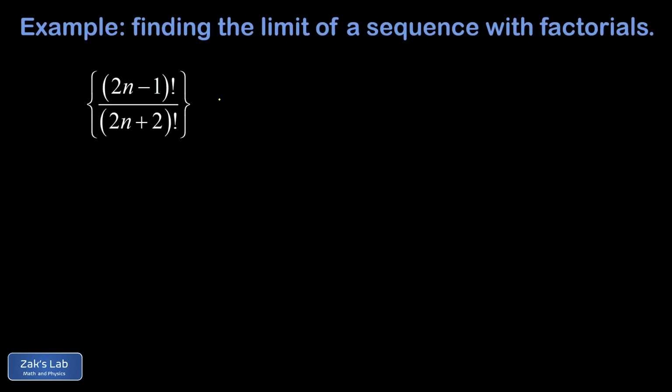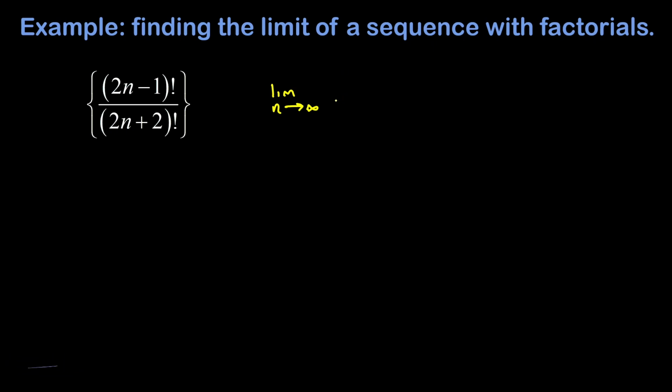In this video, we're computing the limit of a sequence whose terms are given by (2n minus 1) factorial divided by (2n plus 2) factorial. And computing these types of limits actually turns out to be really important in the long run when we start testing convergence of series. So this is a really big trick that we're about to learn.